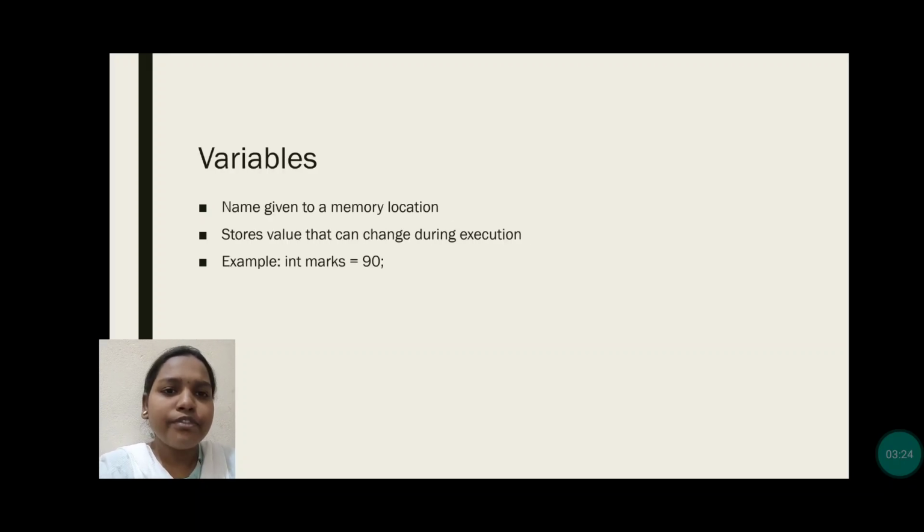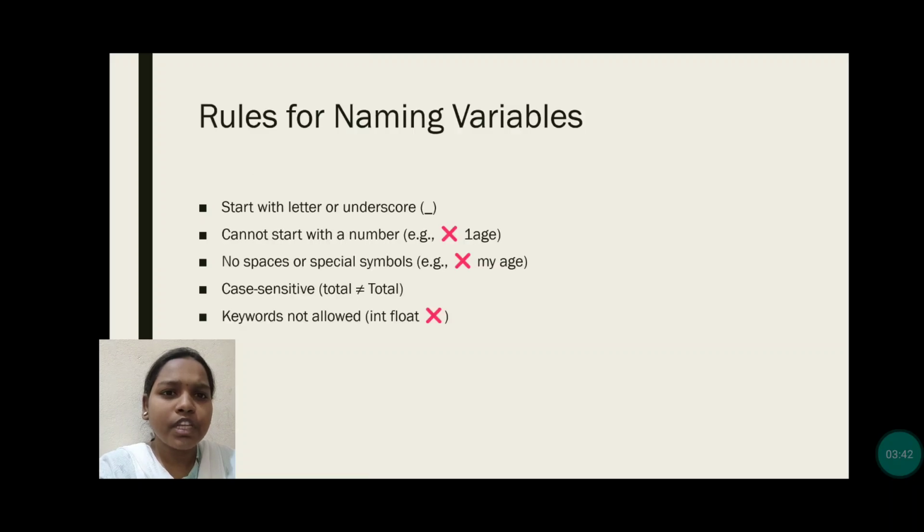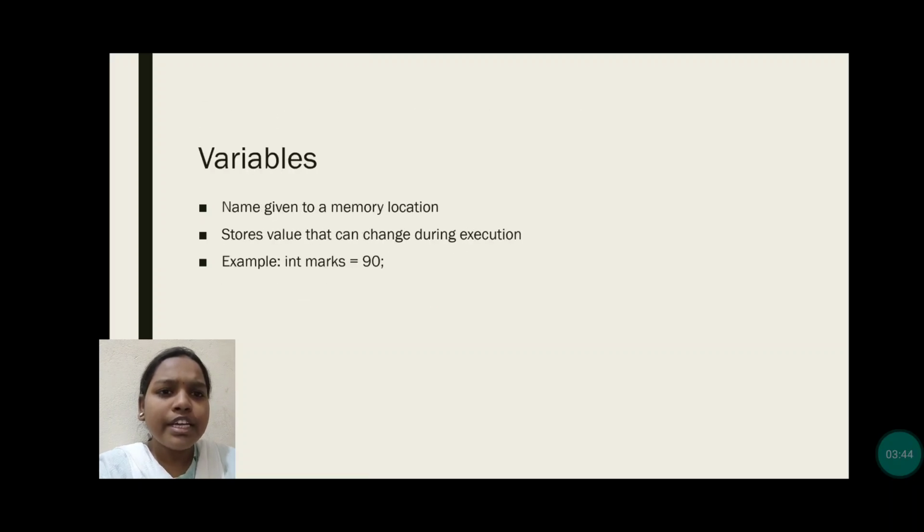Next one is variables. A variable is defined as the name of the data, and it is also known as a named memory location. It stores a value that can change during execution, and an example is int marks equals 90. Here int is the data type and marks is the name given to the data value 90.